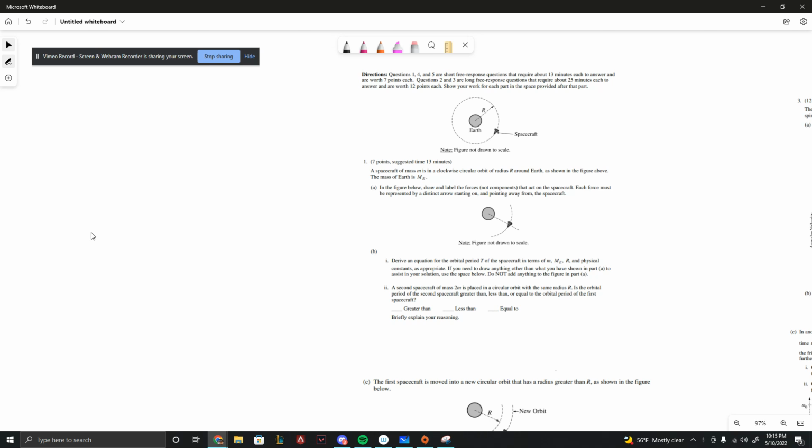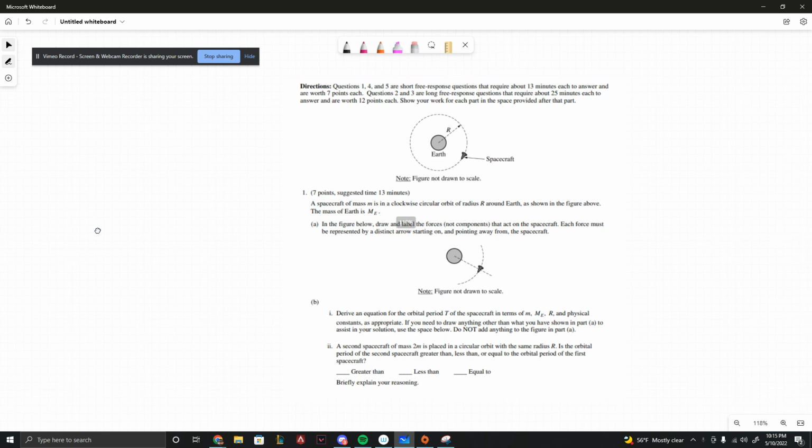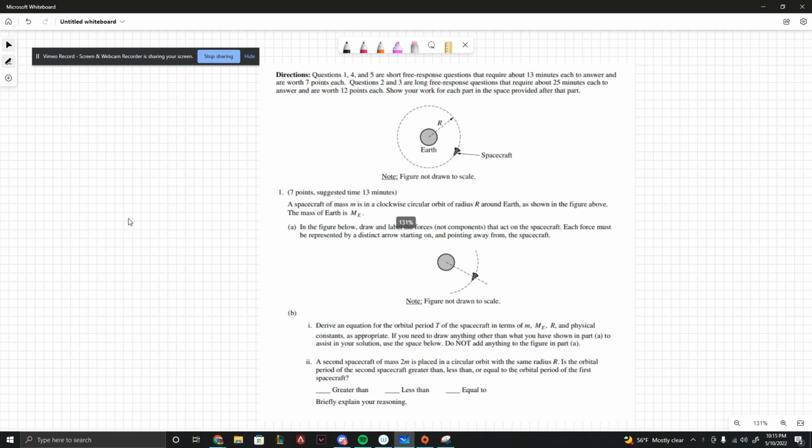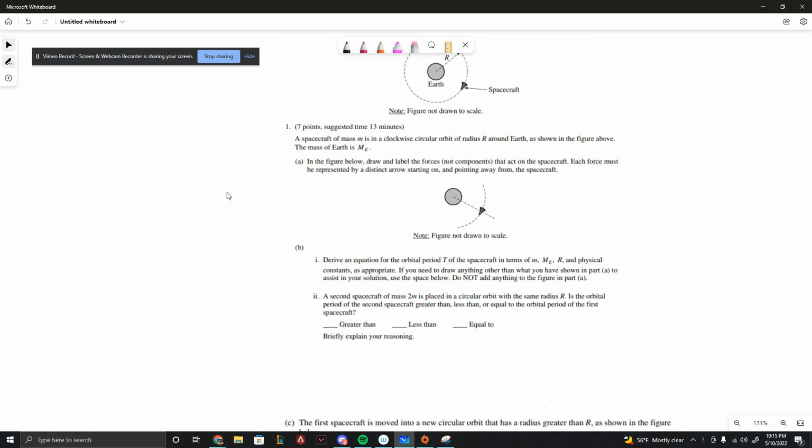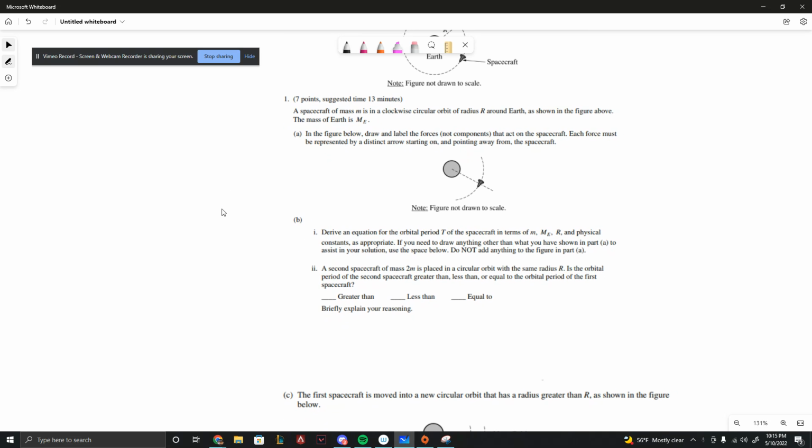So question 1 here is first giving us this little diagram of a spaceship. It's saying a spaceship of mass m in a clockwise circular orbit of radius r around the Earth, as shown below. The mass of the Earth is M_E. In the figure below, draw and label the forces, not components, that act on the spacecraft.